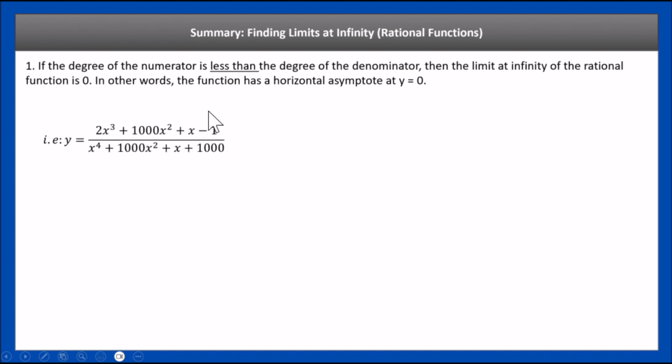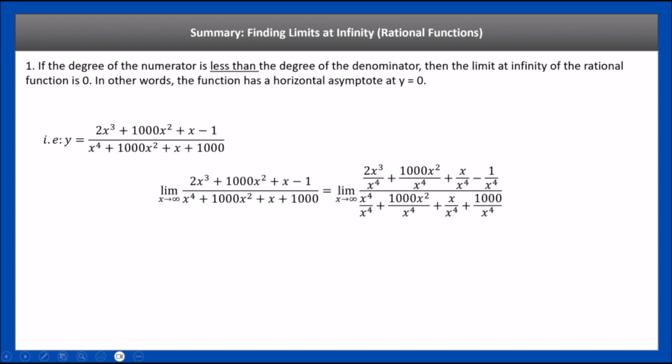Another example. The degree of the numerator here is 3. The degree of the denominator is 4. Remember, the degree is the highest power of x. So here we got 4 for the denominator, 3 for the numerator. So we know that the degree here is less than there, and therefore we have a horizontal asymptote at y equals 0. So again, we're going to demonstrate this using calculus.